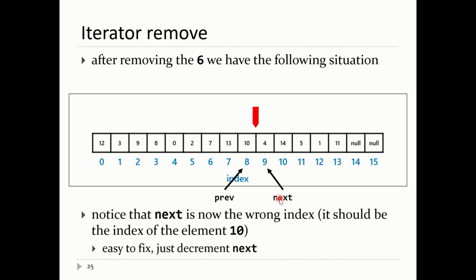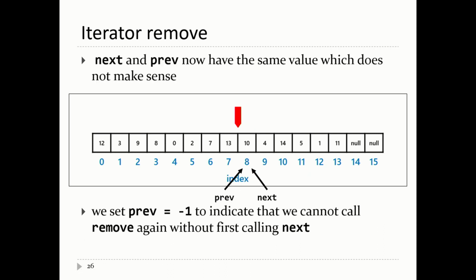So what happens to this iterator now? Its next index was 9, so that's not right anymore, because if we call next on that iterator, we're going to get back the 4 and not the 10. So next is now at the wrong index. But that's easy to fix. You just take next and subtract 1. In other words, we move next one position to the left, like that. So now our iterator shuffles over one position to the left, and if I call next, I'll get the 10.